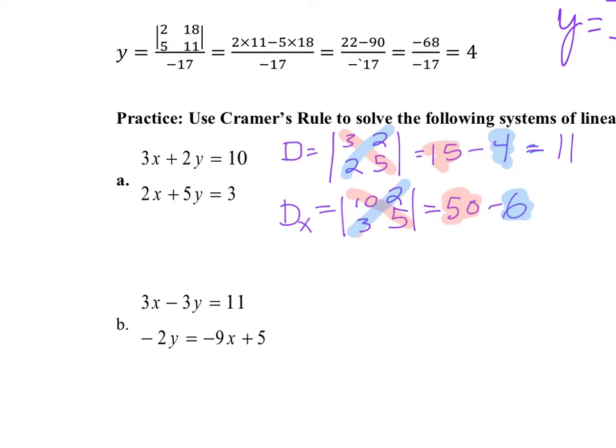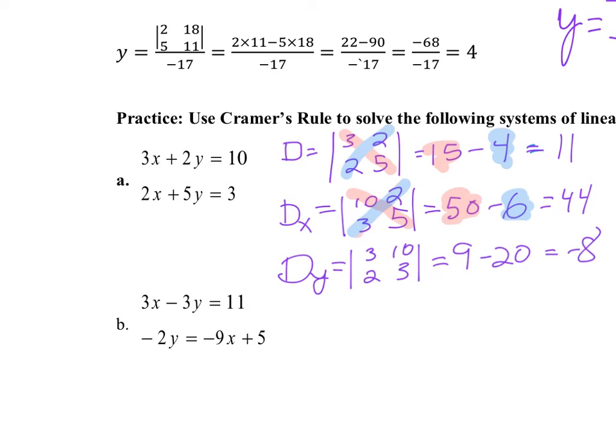Now when I do the math, I have 50 minus 6 is equal to 44. All right, now I find y. I go back to the original x column, and I change my y column to the answer column. I have 9 minus 20, or negative 8.